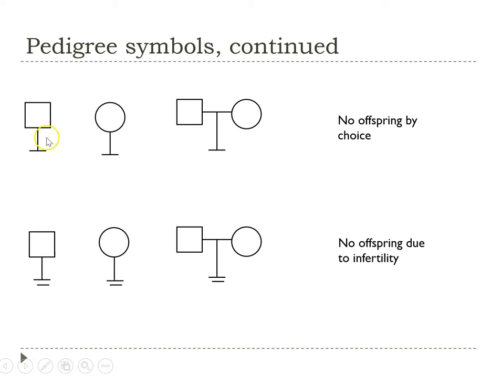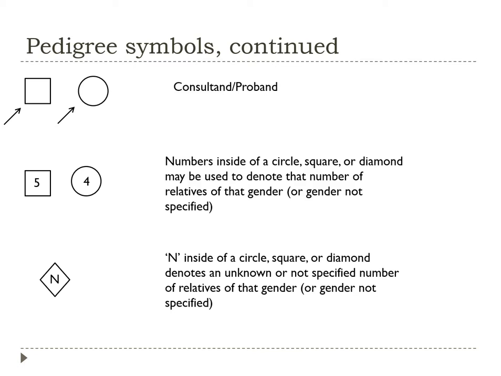So here's an individual. They have no children. Here's a couple. They have no children, but that's by choice. If they've been trying to get pregnant, we put a double line. So that means infertility. One of the most important things in constructing a family history is to put an arrow by the person that we're interested in.